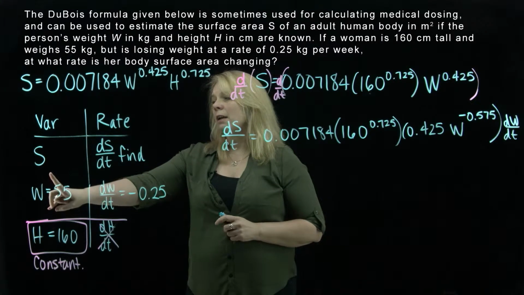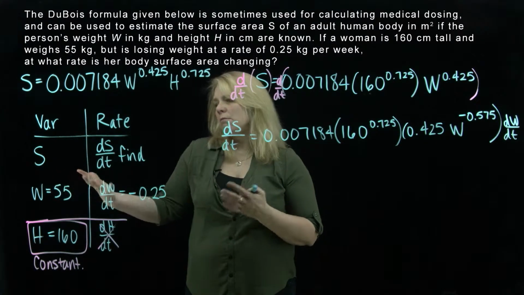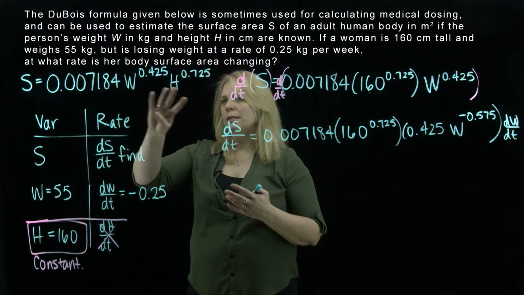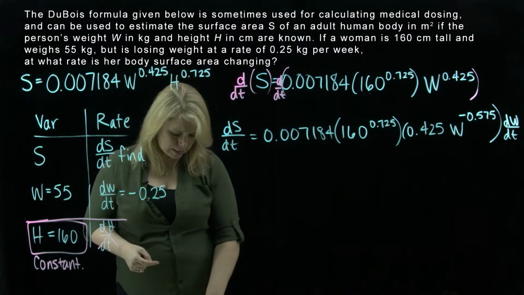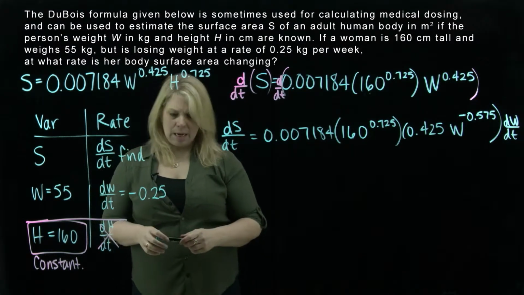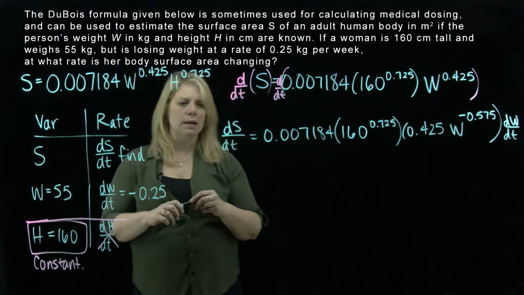We were not given s, and so then maybe we need it and maybe we don't. If we did need it, we could use the original formula to find that. But looks like I don't need that here. So I'll just go ahead and plug in all of the numbers and find what I need to find.